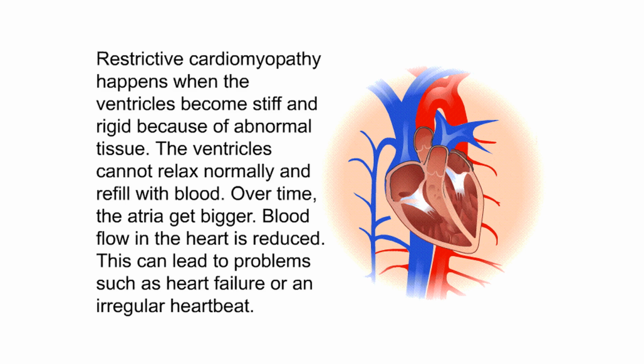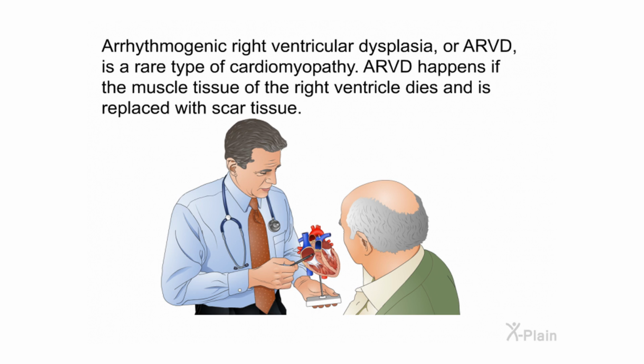Restrictive cardiomyopathy happens when the ventricles become stiff and rigid because of abnormal tissue. The ventricles cannot relax normally and refill with blood. Over time, the atria get bigger. Blood flow in the heart is reduced. This can lead to problems such as heart failure or an irregular heartbeat. Arrhythmogenic right ventricular dysplasia, or ARVD, is a rare type of cardiomyopathy. ARVD happens if the muscle tissue of the right ventricle dies and is replaced with scar tissue.